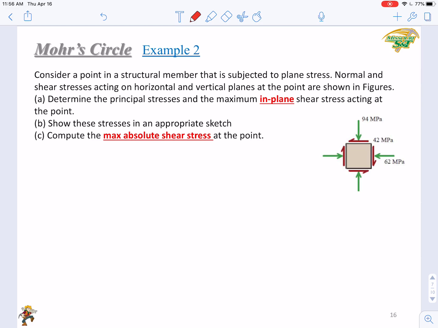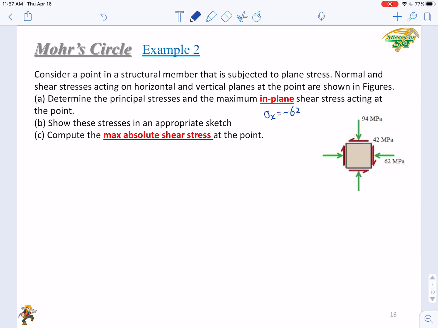Let's list all of these initial stress components. First of all, here sigma x is negative 62. Sigma y is negative 94. Tau xy is negative 42.